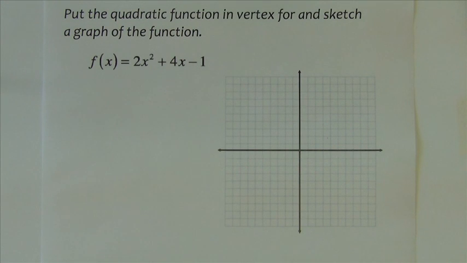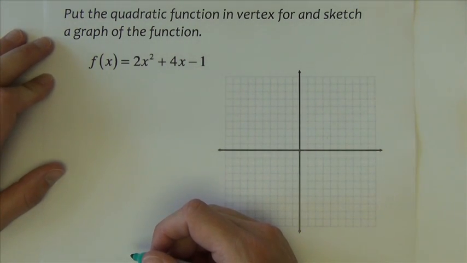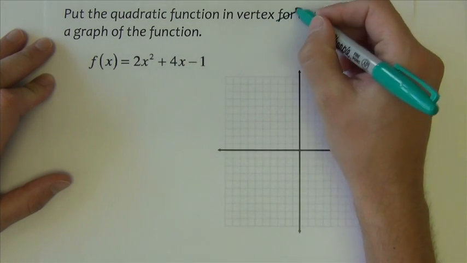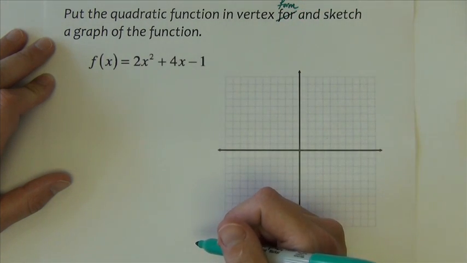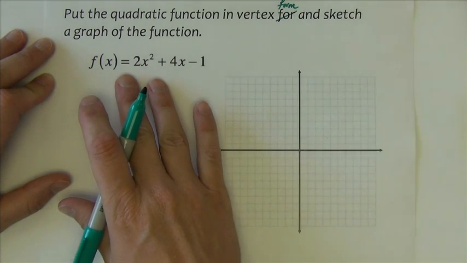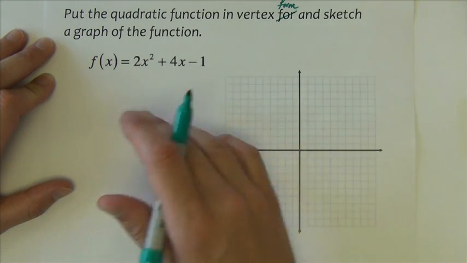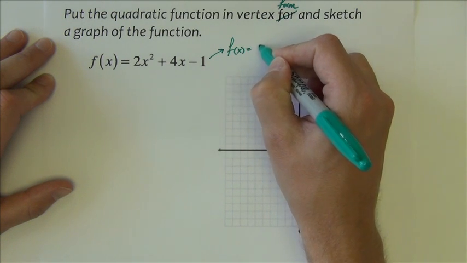This example is pretty similar to the last one, with one key difference. We're asked to put the quadratic function in vertex form, and sketch a graph of the function. So we want to go from this general form here to a vertex form. We would like to make this look like this.